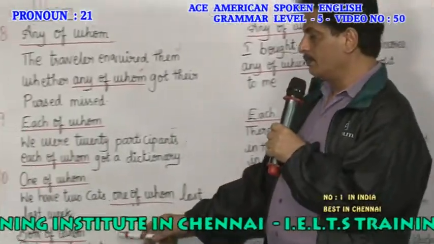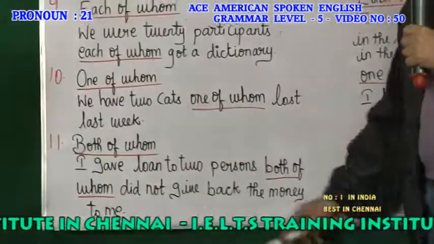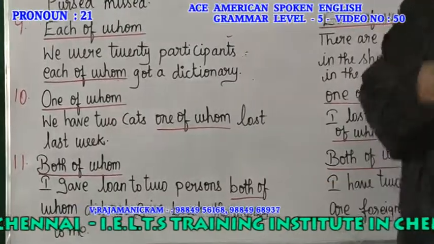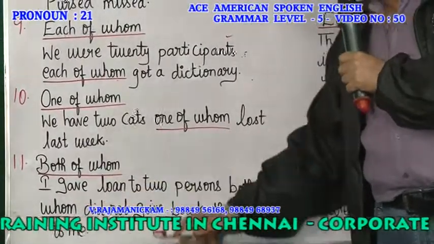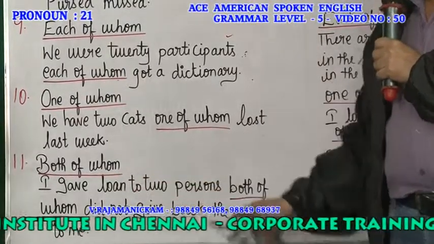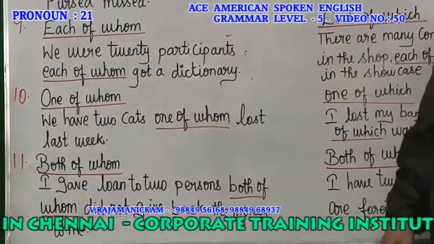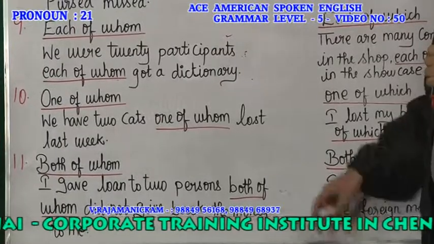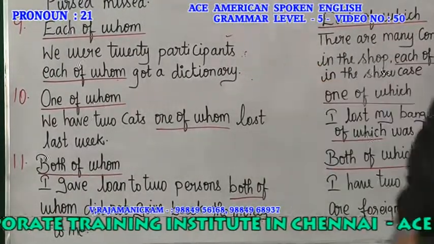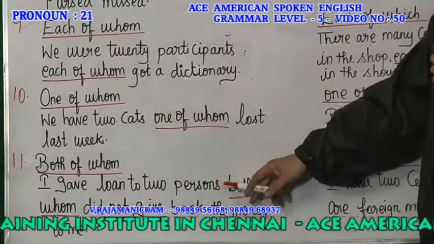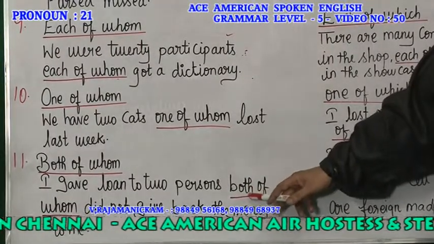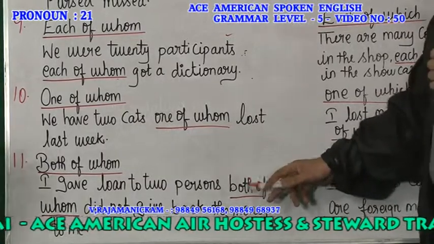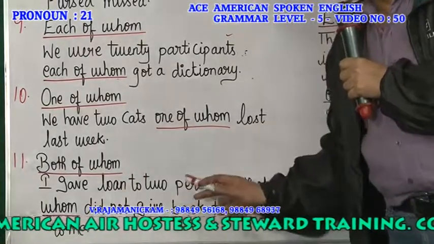And coming here, both of whom. I gave loan to two persons, right? So I is the subject, gave is a verb. What did you give? Loan to two persons. Loan to two persons becomes an object. Both of whom? Both the persons. So these two persons are mentioned with the pronoun both. Both of whom. The whom stands for the two persons.